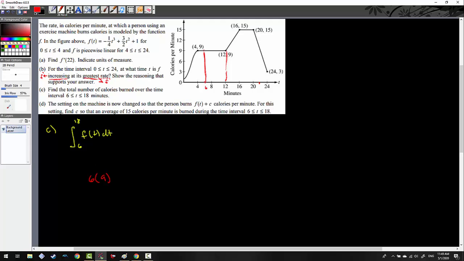And then I'm going to do another color here. This right here is going to go from 12 to 16. So that's a trapezoid right there. So 12 to 16 with my height being 4. So that means I'm going to get 1/2 height, which is 4, and then base 1 is going to be, looks like 9, and then base 2 is going to be 15.